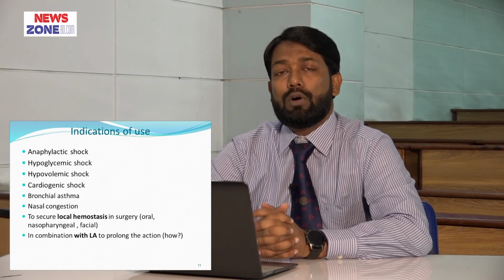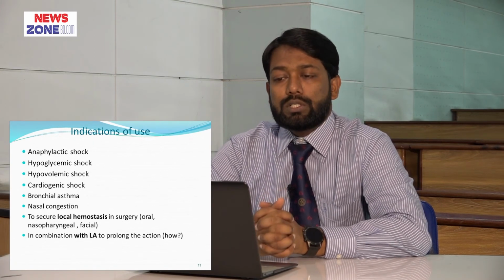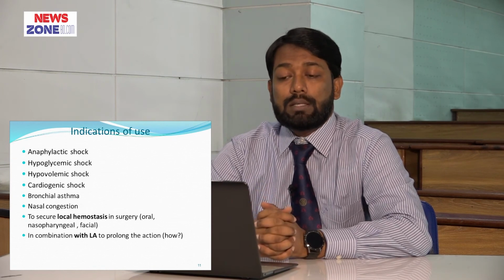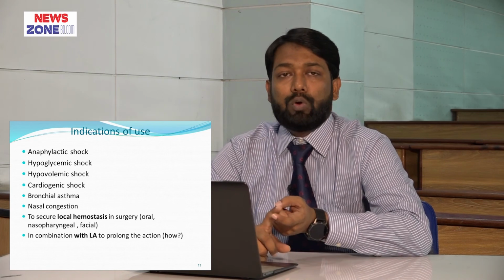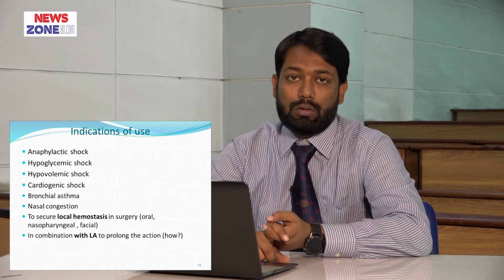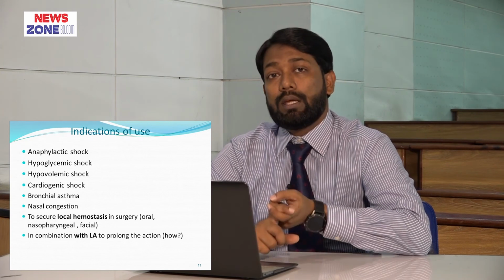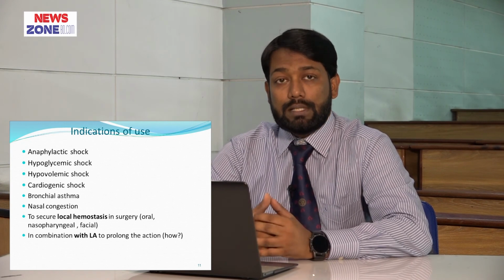Now, let us see what are the clinical uses or indications of these adrenergic drugs. These adrenergic or sympathomimetic drugs are used in anaphylactic shock, hypoglycemic shock, hypovolemic shock and cardiogenic shock. They are also used in bronchial asthma and nasal congestion.